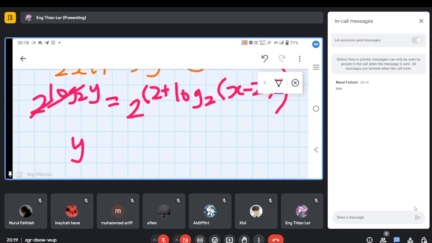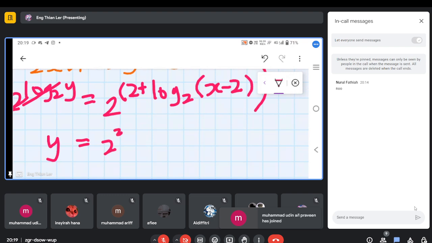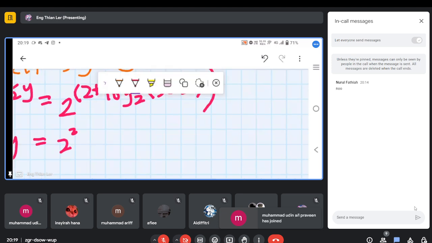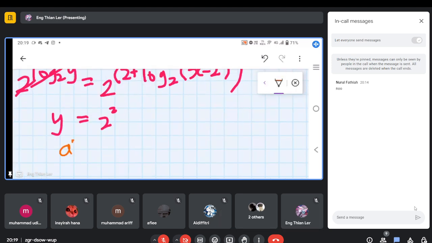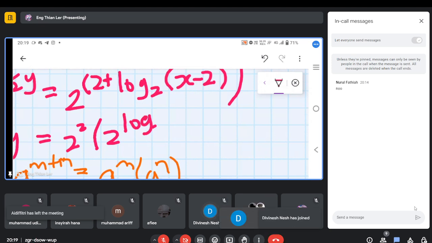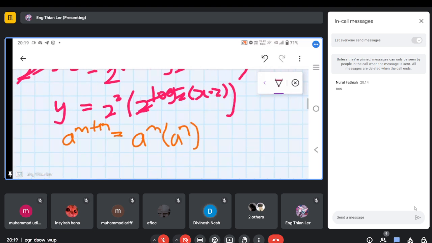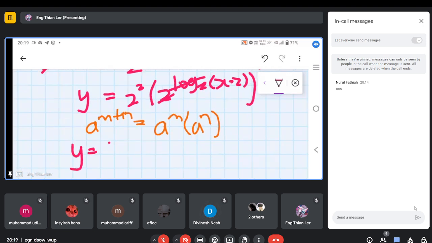So it becomes y equal to, and by the law of indices, a to the power m plus n is just the reverse: a to the power m multiplied by a to the power n. That's why I multiply 2 squared by this 2 to the power of log 2 (x minus 2). Again, this and that cancel, so we are left with y equal to 4 times (x minus 2).